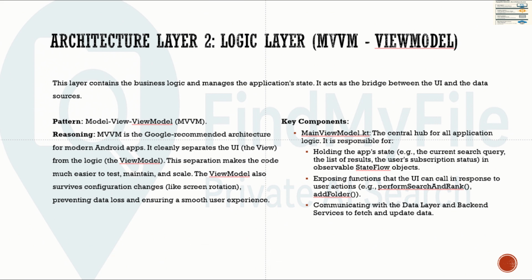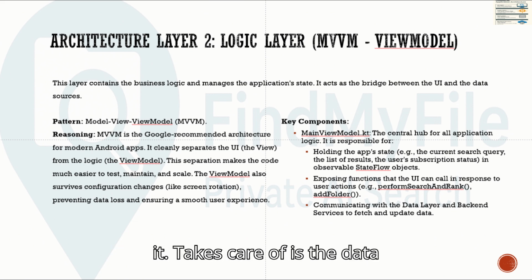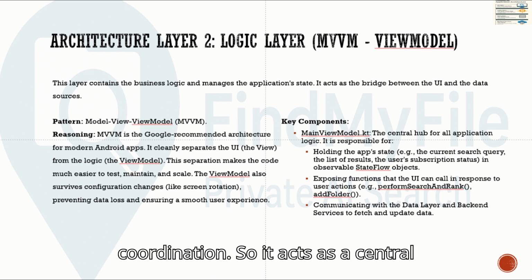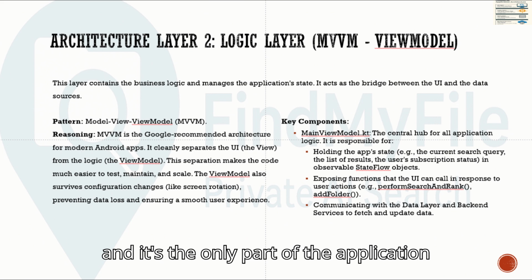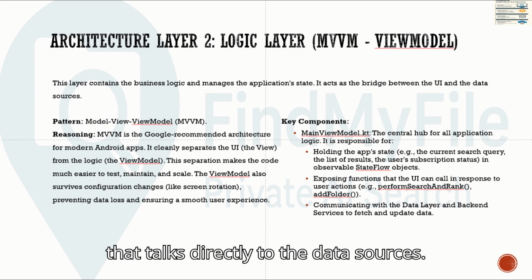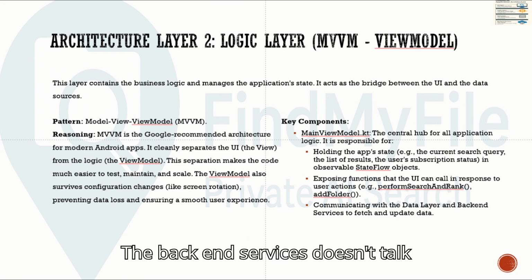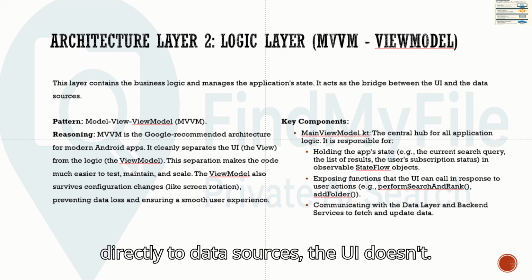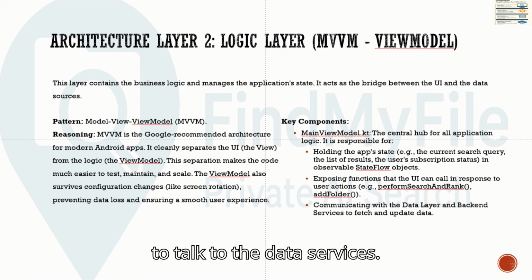Now the third responsibility which it takes care of is the data coordination. So it acts as a central coordinator for all data related tasks, and it's the only part of the application that talks directly to the data sources. The backend services don't talk directly to data sources. The UI doesn't. They all have to route through this layer to talk to the data services.